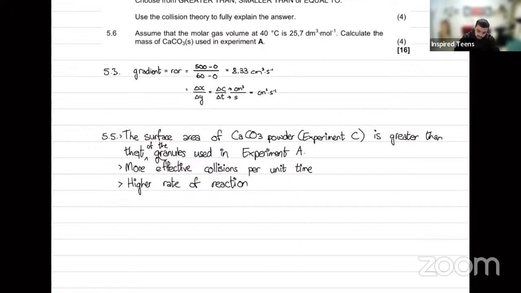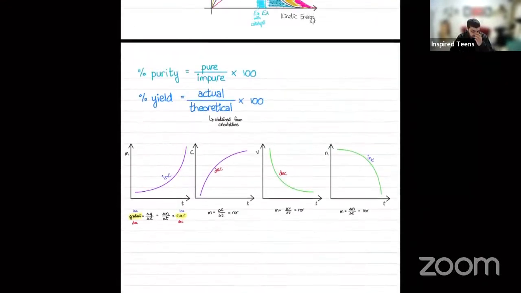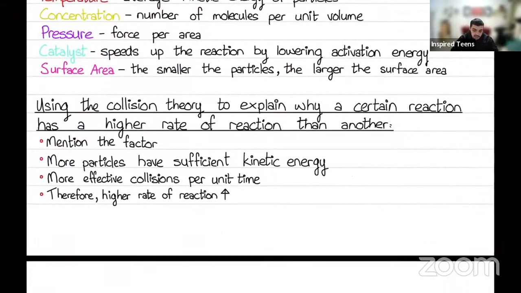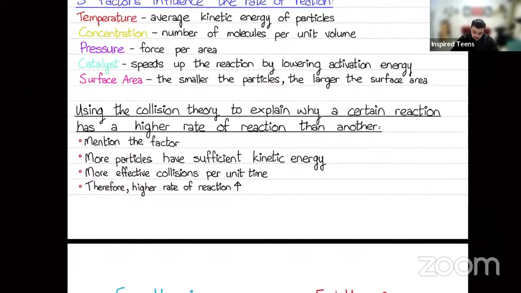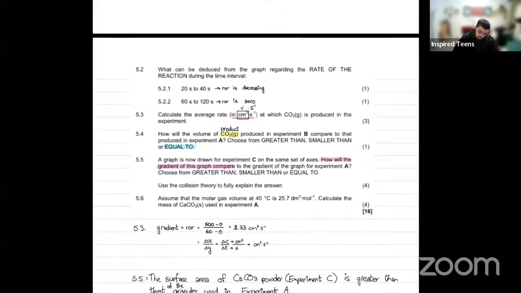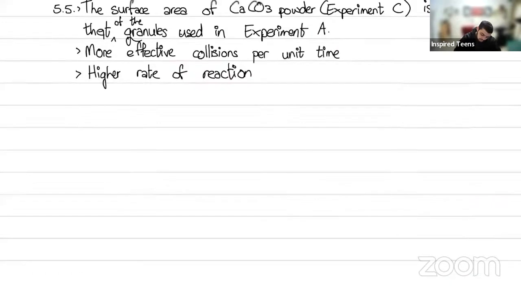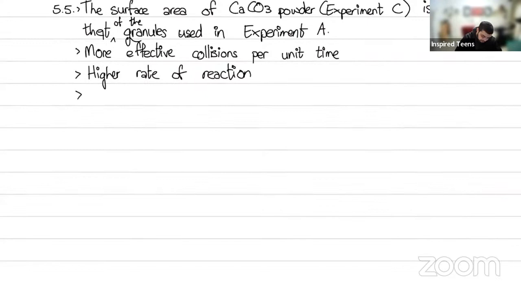I don't know if you remember correctly, but I mentioned that you don't always have to write all 3 points. So here we must have sufficient kinetic energy. I would write it as well, just in case. But here you're actually getting your 4th mark for answering this question. Choose from greater than. So I would say greater than, right? In experiment C, the gradient would be greater than. So you can even maybe mention here, therefore, greater gradient.